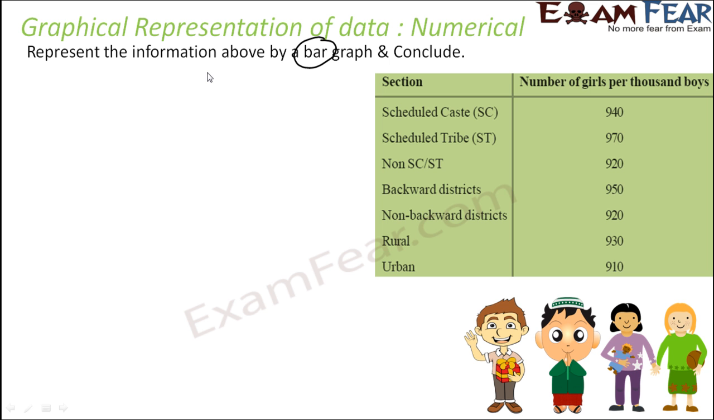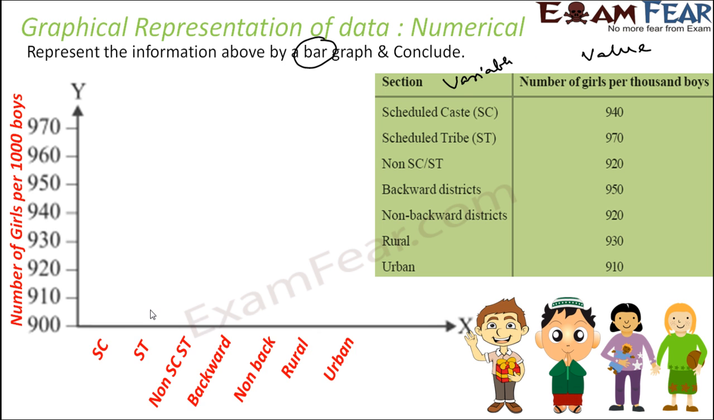Here this is my variable and this is the value, so we'll plot the variable in x and the values in y. The range I was looking for was some 900 to 940, 950. So I'll put a break here because it is not starting from 900; the starting point should be 0.